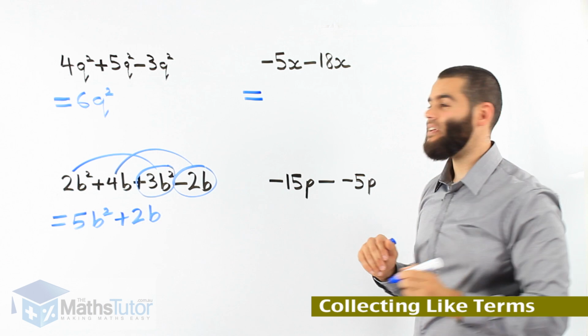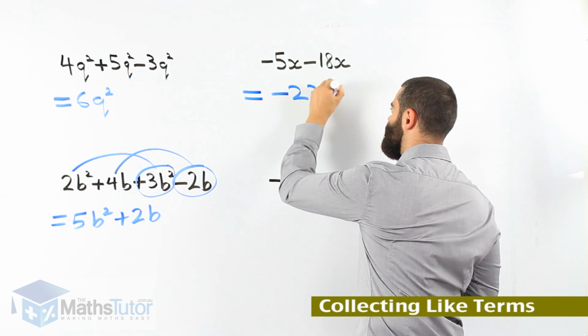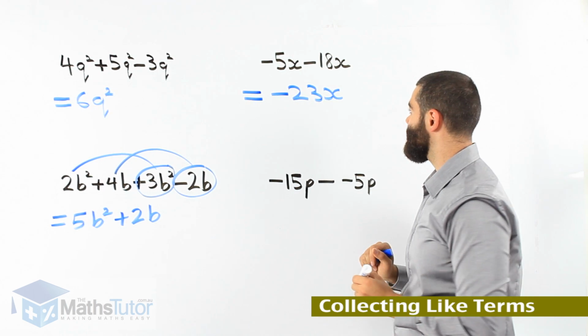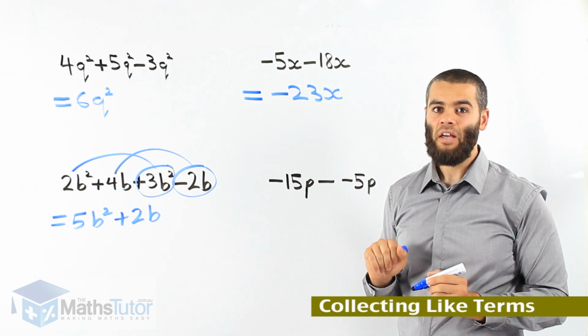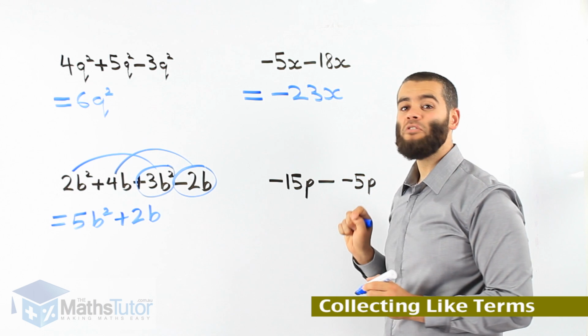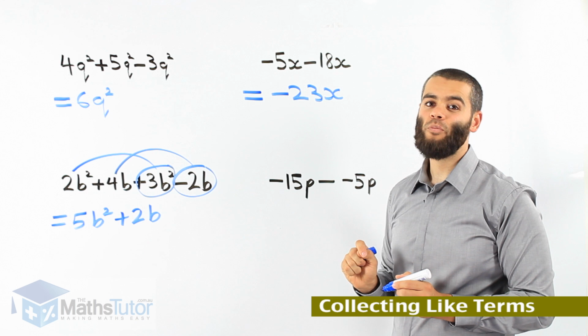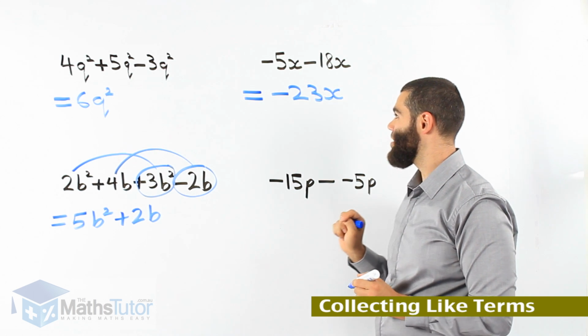Minus 5 minus 18 is negative 23, and of course we put our pronumeral, negative 23x. If you get stuck, you can use your calculator, but I tell students, please rely on your brain. You'll become very good and you'll be a master in mathematics.